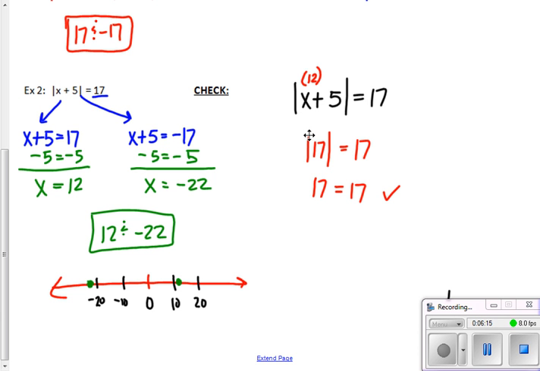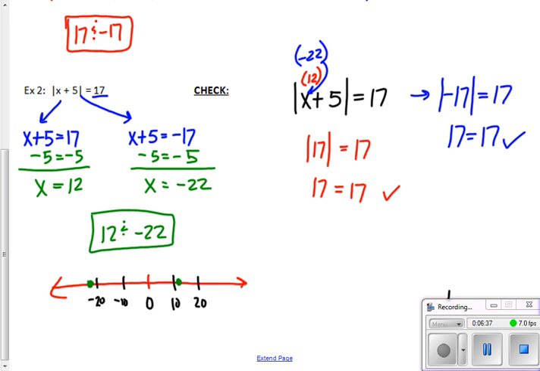Second option that we had, well, we also had negative 22 as an answer. So I put in negative 22 for x. Same thing here. Negative 22 plus 5 is going to give me negative 17. Well, absolute value of negative 17 would equal 17 because absolute value of 17 is 17. So 17 equals 17, so it would check out.